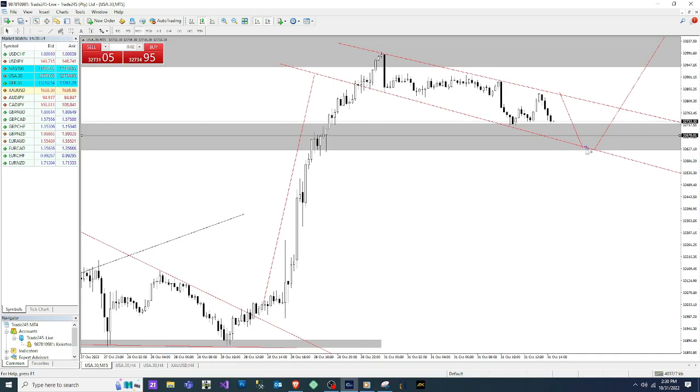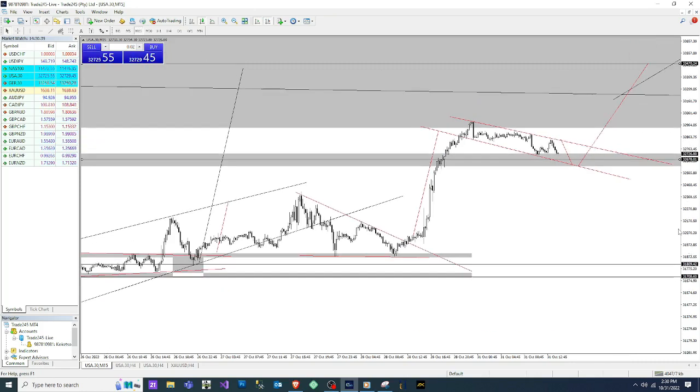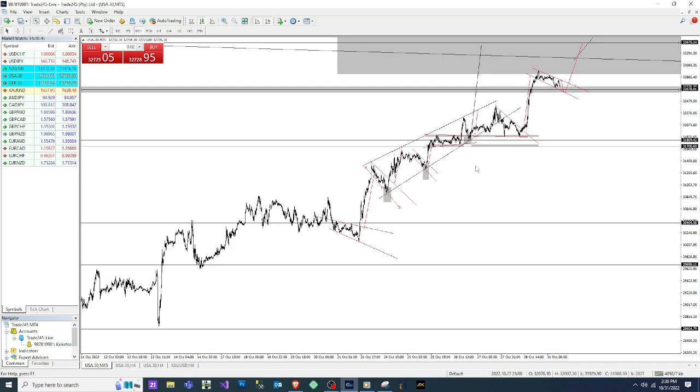Okay, you can enter your trades here, right? Let me just delete this. You can either enter your trades here or you can wait for it to come back and break out from this upside falling wedge. So once we break out of the falling wedge, we know, okay, the next target is there on our overall TP. So guys, this is what I wanted to show you.